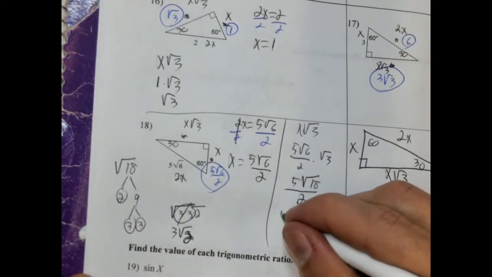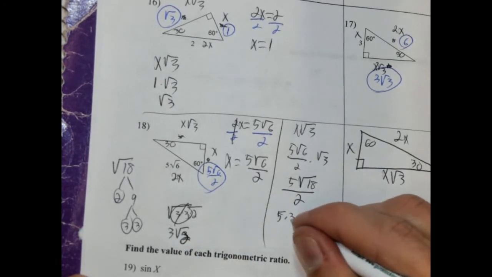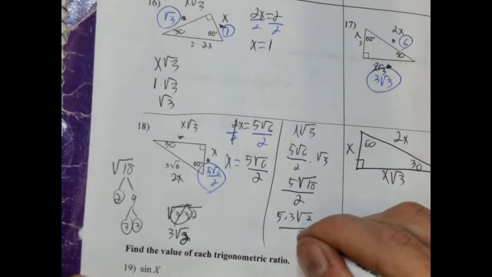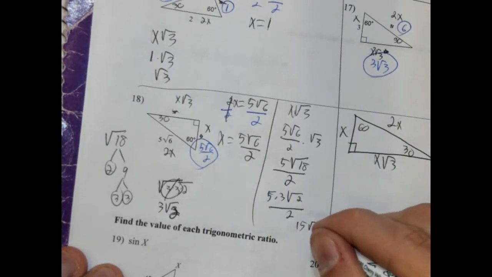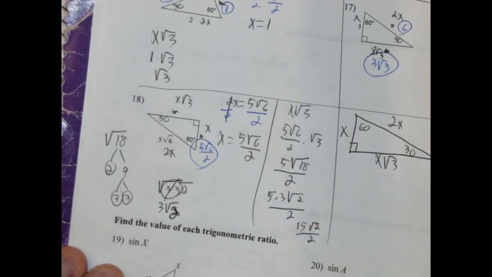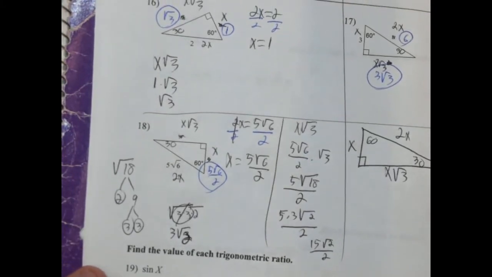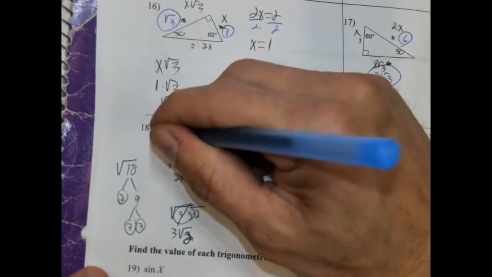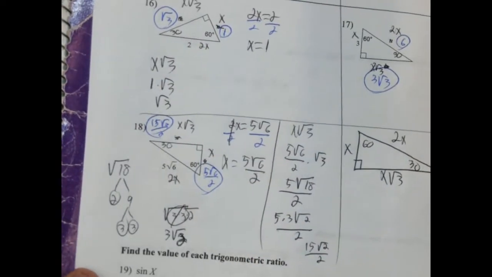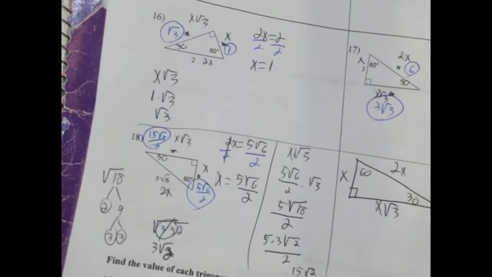Okay, so we already have a 5 on the outside, and then we have 3 that's now outside, and we have 2 left over inside. There we go. 5 times 3 is 15. So 15 radical 2 over 2. Yeah, that's an ugly number. I'm not going to lie to you. That's an ugly number. So 15 radical 2 over 2. Okay. All right, we made it through the special right triangles, guys. Take a deep breath. Huzzah.